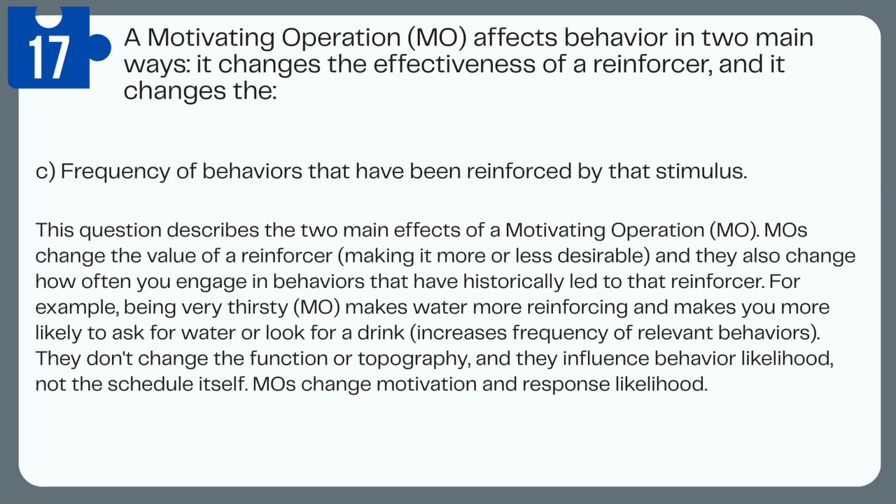Answer. C. Frequency of behaviors that have been reinforced by that stimulus. This question describes the two main effects of a motivating operation, MO. MOs change the value of a reinforcer, making it more or less desirable. And they also change how often you engage in behaviors that have historically led to that reinforcer. For example, being very thirsty, an MO, makes water more reinforcing and makes you more likely to ask for water or look for a drink. Increases frequency of relevant behaviors. They don't change the function or topography, and they influence behavior likelihood, not the schedule itself. Most change motivation and response likelihood.